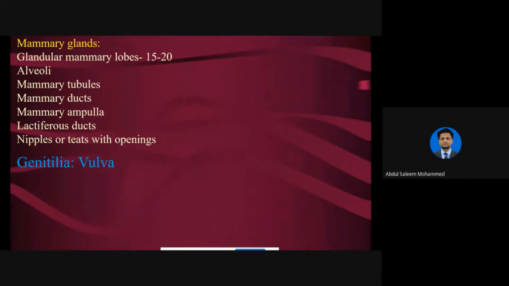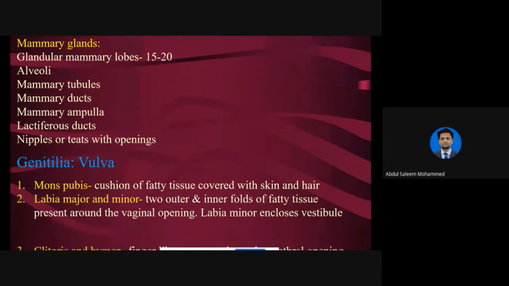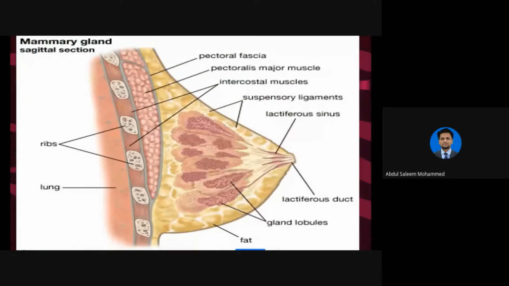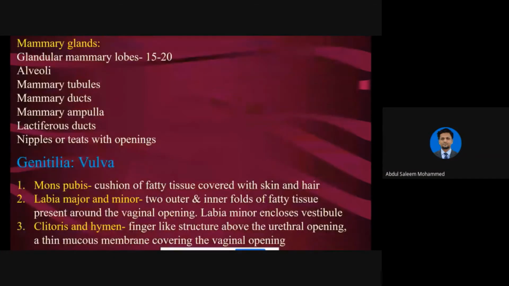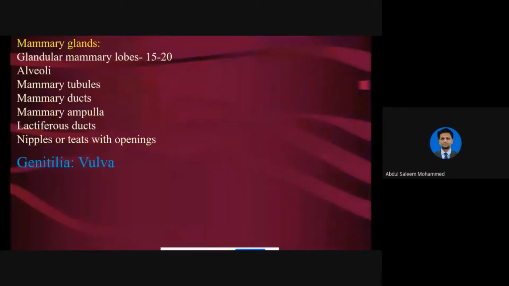Coming to the next, the accessory glands which are present in females, along with the genitalia. So what are the accessory glands? The glands are the mammary glands. So quickly, let us try to find out what is present in the mammary glands. Here you go, the section of the mammary gland. When we take the section, we will come to know what is present inside the mammary glands.